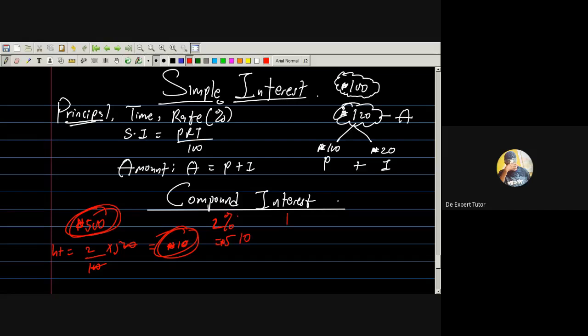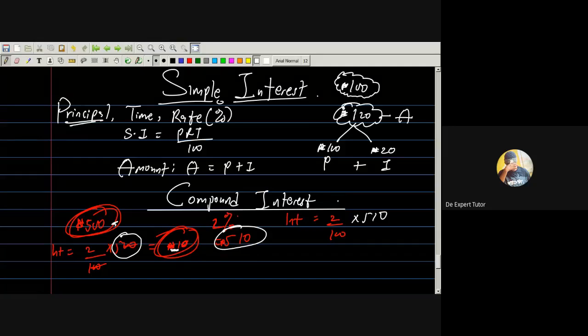This is where compound interest will now change. By the time I want to get the interest at the second year, what will it be? It will be 2%. Remember that initially I was starting with 500 naira. So for the second year, my principal will have changed. My principal will no more be 500 naira again. It will now be this 510. This 510 was the principal and the interest you've earned.